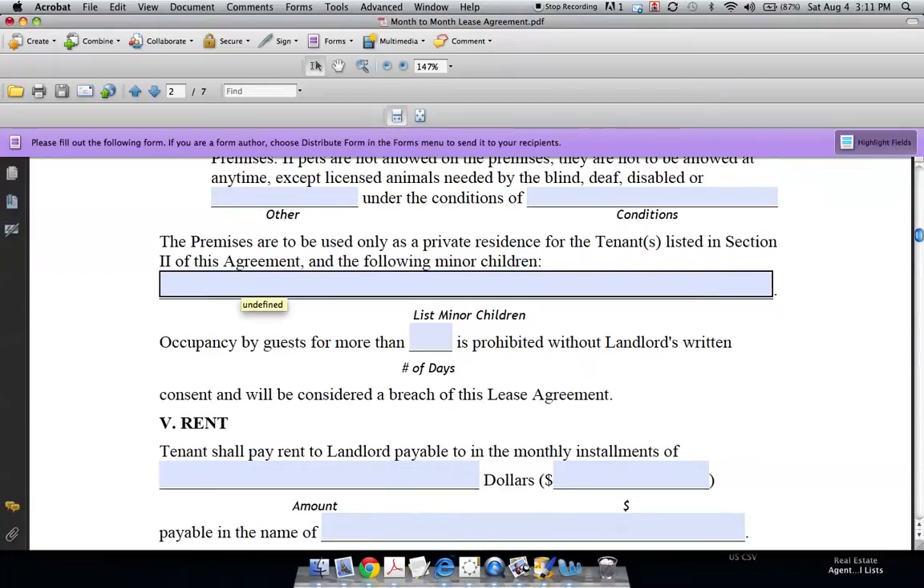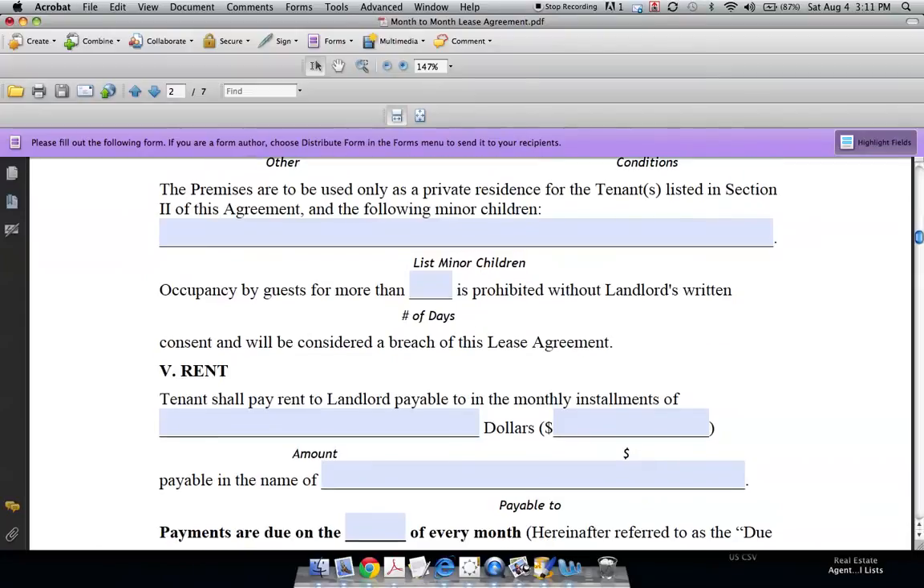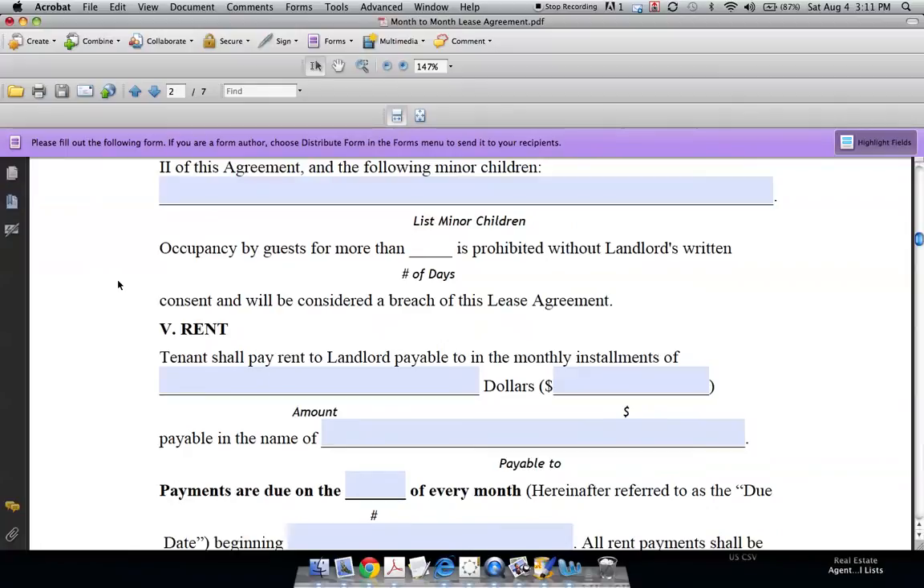You write in all the minor children in here so that everyone is accounted for. And this box is for occupancy by guests. Say you have a guest coming up, he wants to spend the vacation with you. The landlord will write in how many days guests are allowed to stay in the property.